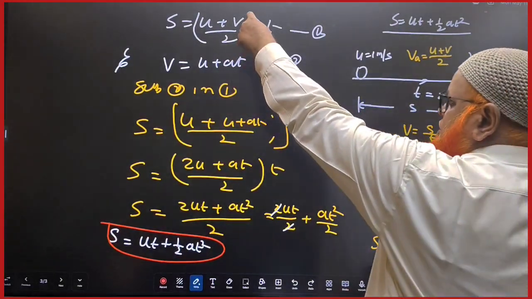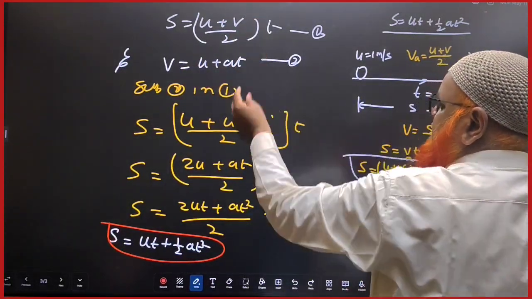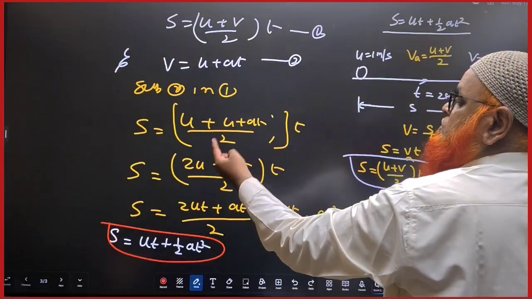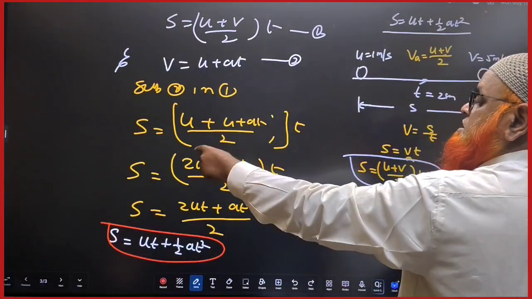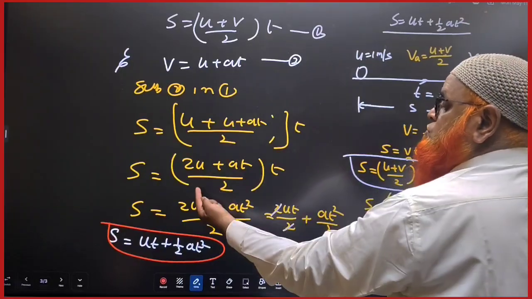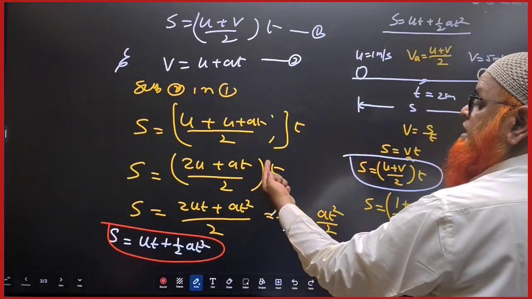So take this v and keep it here. V is nothing but u plus at. U plus at, so u plus u is 2u, and at, all by 2. So send this 2 inside with t also inside: u plus u is 2u, so 2ut plus at into t square.